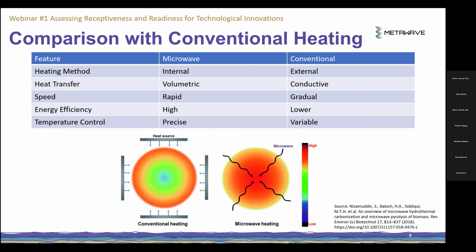Microwave heating also enables selective heating, where specific components are heated selectively according to their dielectric properties. This capability is a significant advantage in processes like material synthesis, drying, and advanced manufacturing.